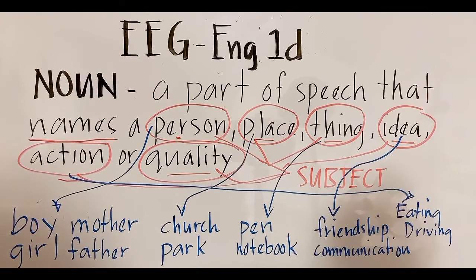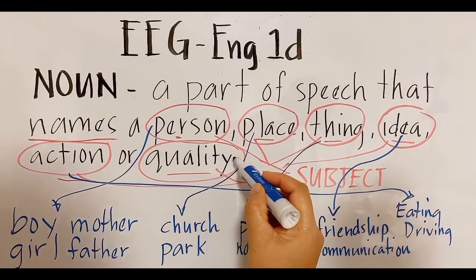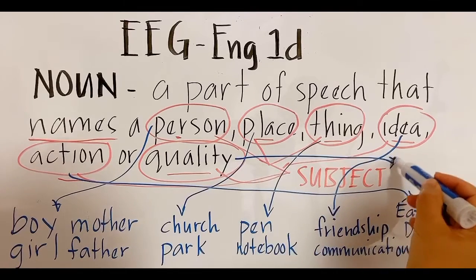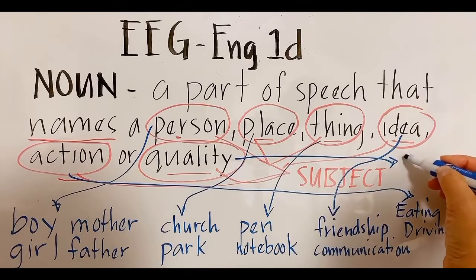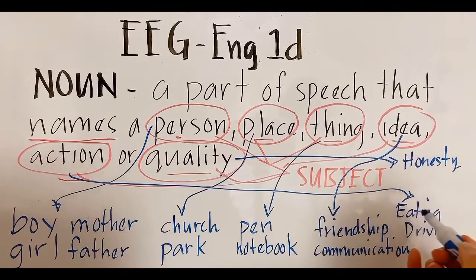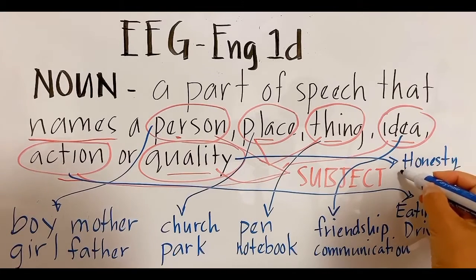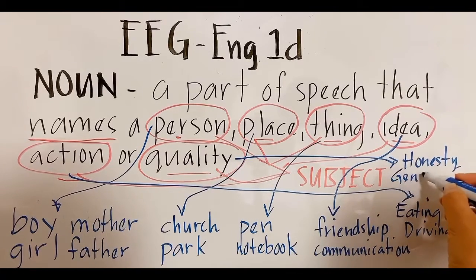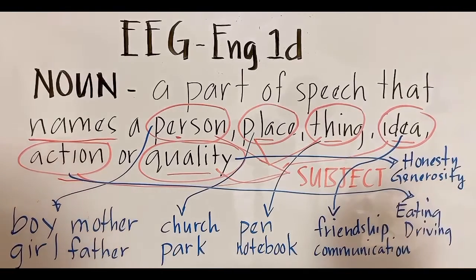Now let's go to quality. Let's give examples also. It can be honesty, or can also be generosity, can also be kindness, or the softness.